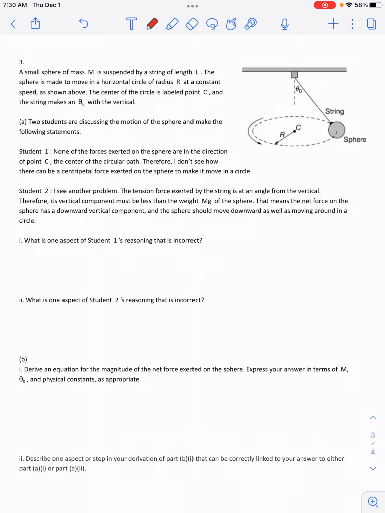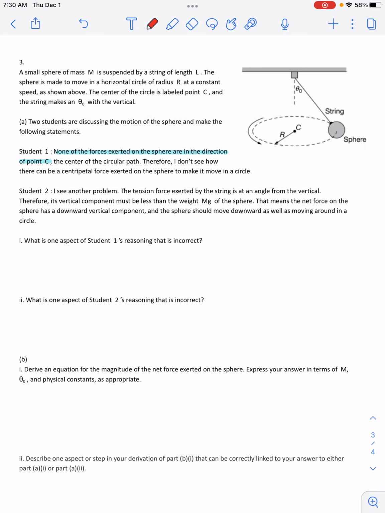So we're supposed to state what's incorrect for each of the students. Starting with student 1. He's saying that none of the forces are exerted in the direction of point C, right? That's not entirely true. While there isn't a direct relationship between where the center of the circle is and where the forces would point initially, there are components to those forces that are pointing towards the center.